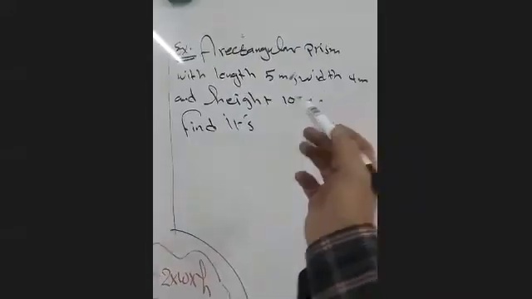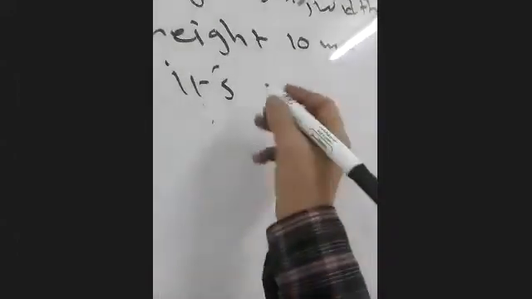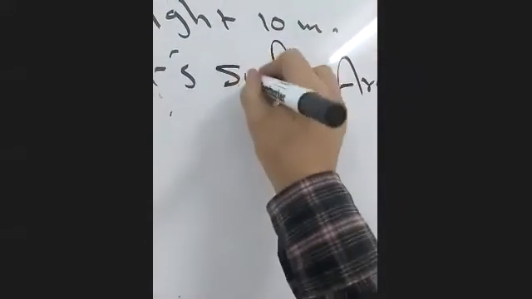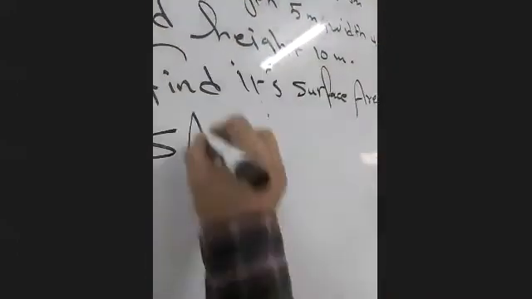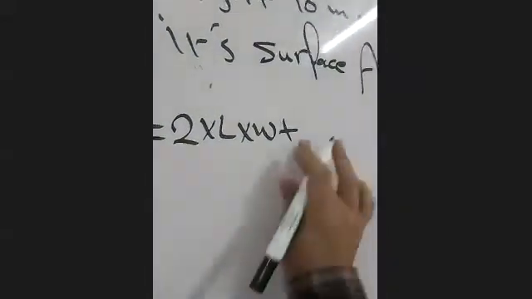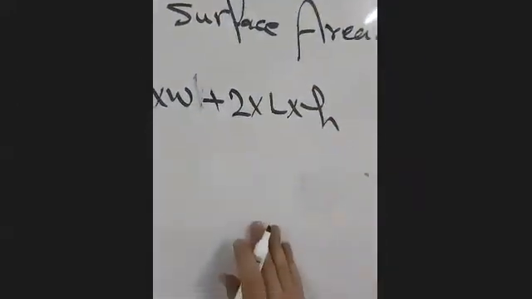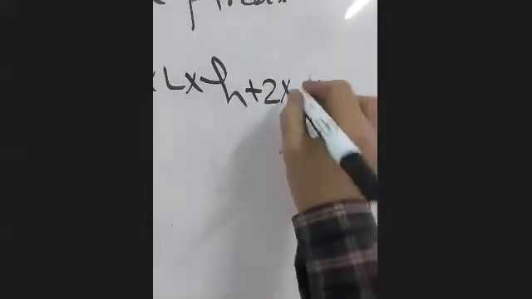A rectangular prism with length 5, width 4, and height 10. Find its surface area. I'll apply the formula, and you need to memorize it. Surface area equals 2 multiply length multiply width, plus 2 multiply length multiply height, plus 2 multiply width multiply height.